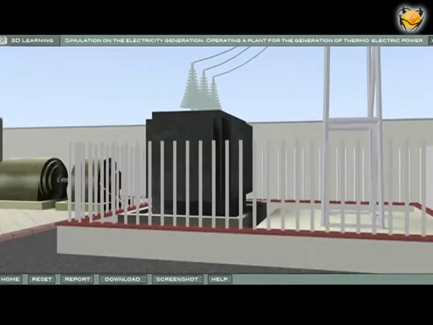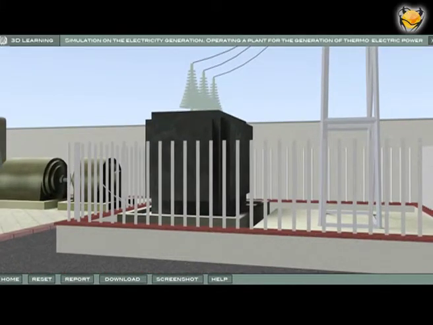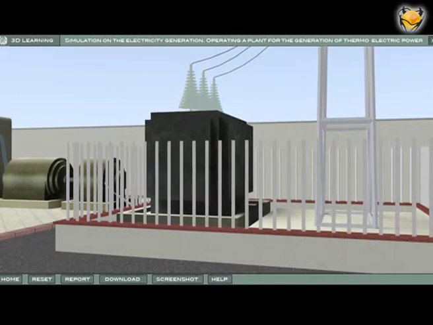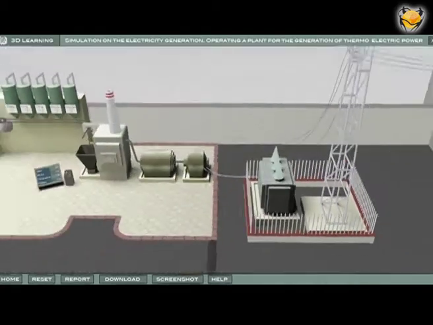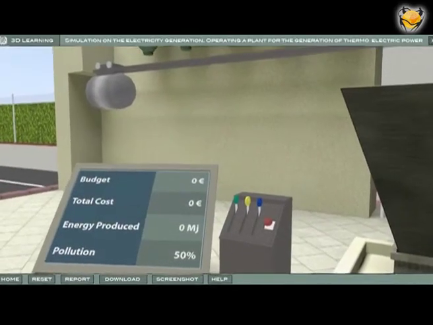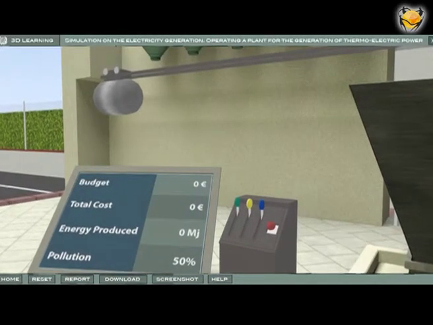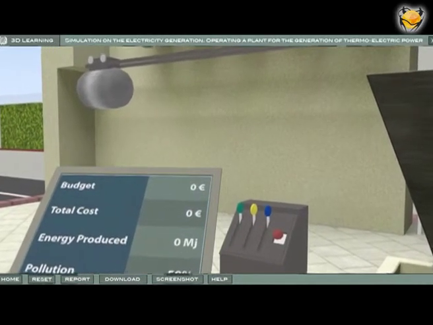The transformer changes the voltage and amperage of electric current in order to limit energy losses along the power line. In this panel are present the basic informations for the operation of the power plant. Here are the levers to pick up the fuels and to load the boiler.